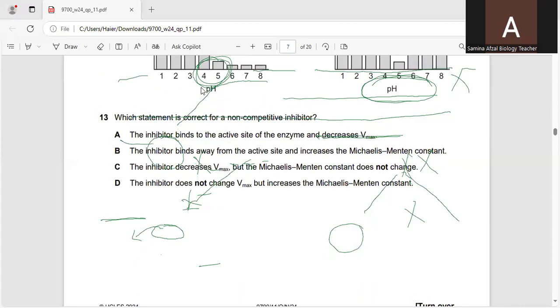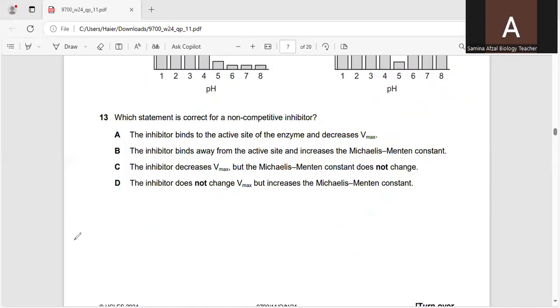So moving towards the next question. Question number 13. Which statement is correct for a non-competitive inhibitor? Well, students, you know, a non-competitive inhibitor is one that does not attach itself to the active site. It attaches anywhere on the enzyme. So the inhibitor binds to the active site of the enzyme and decreases V maximum.